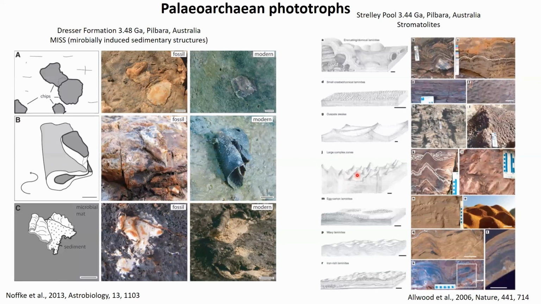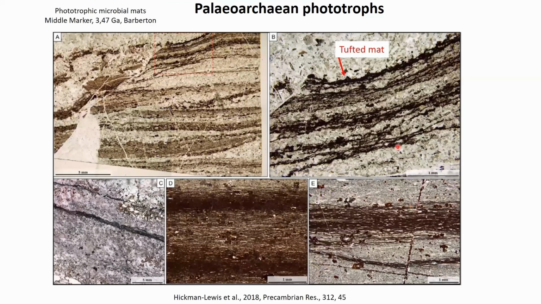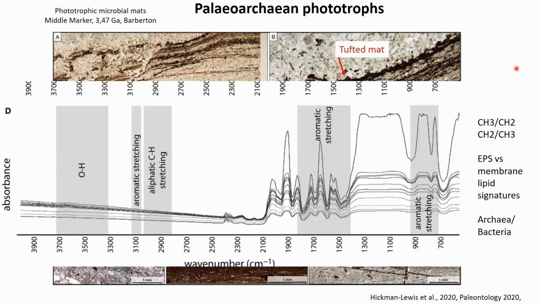A lot can be learned from these structures. Again, Kieran Hickman-Lewis, looking at other stromatolites from the Pilbara, 3.48 billion years old, has done some very nice in situ work, using synchrotron CT scanning to study the structure of these stromatolites in situ. And he's also worked on tabular microbial mats, such as these tufted microbial mats. This is from the Middle Marker Formation, 3.72 billion years old in Barberton.